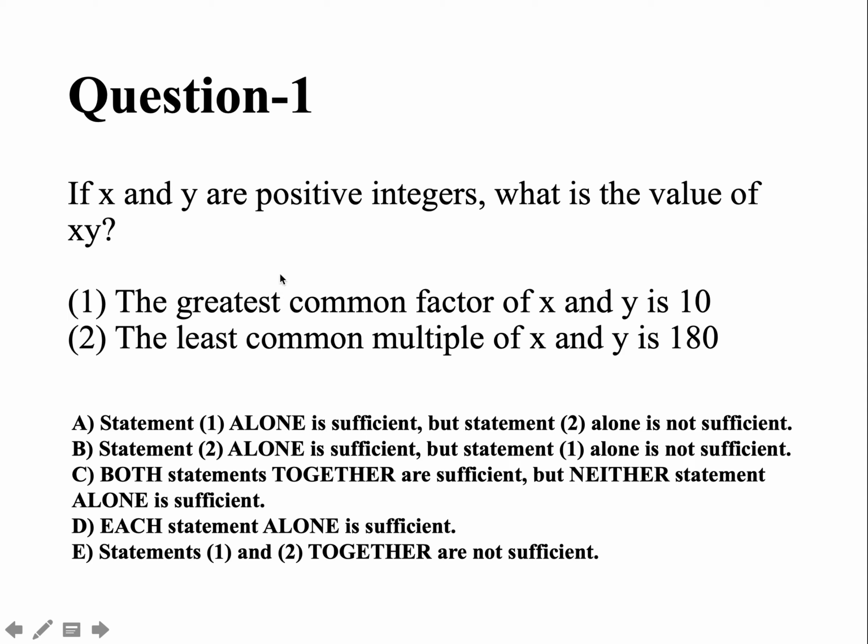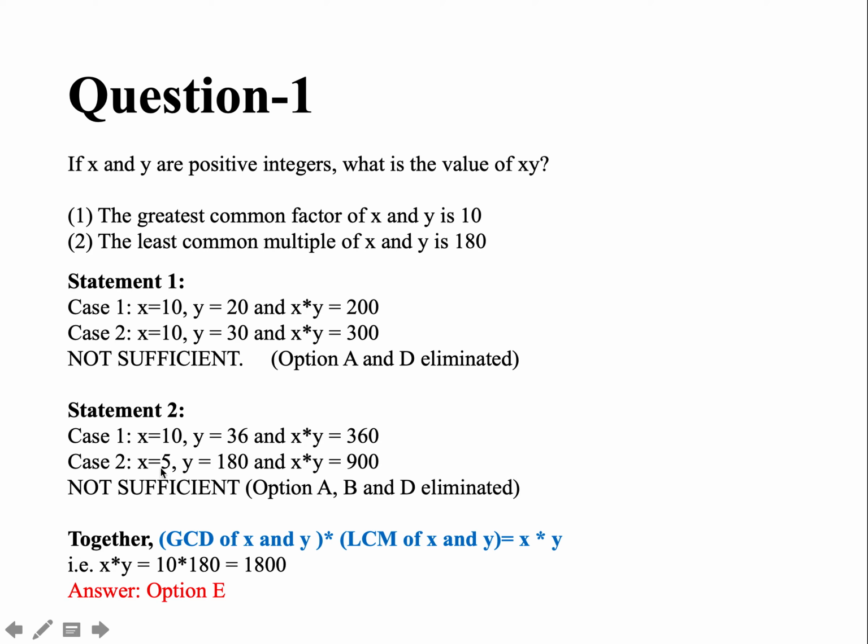So here is a question: if x and y are positive integers, what is the value of x into y? The first statement says the greatest common factor of x and y is 10, and the second says the least common multiple of x and y is 180. It's a data sufficiency question, so we have these 5 options. I suggest that you take your time, answer this question, and then see the explanation. So here comes the explanation.